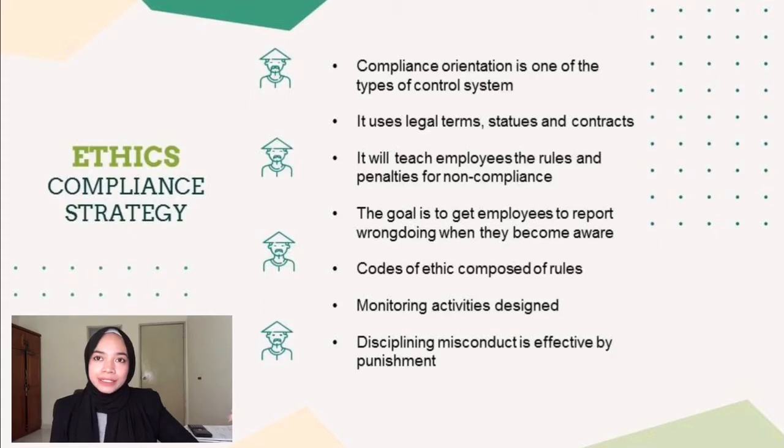Compliance strategy considers compliant orientation, which is one of the types of control system. This compliant orientation uses the legal terms statute and contract. This will teach the employees the rules and penalty for non-compliance. The goal of compliance strategy is to get the employees to report wrongdoing when they become aware, because from the feedback we can improve better in future.